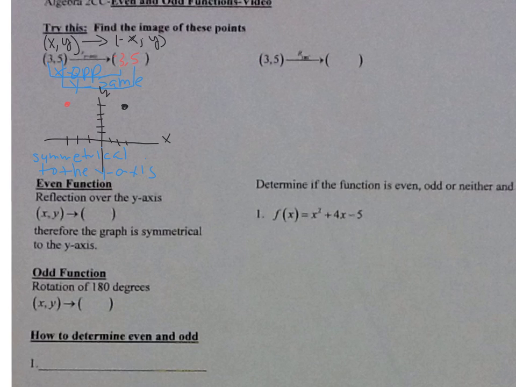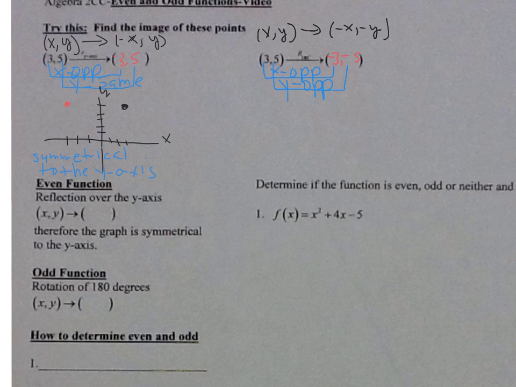Okay? And let's just take a look over here at the rotation of 180 degrees. So remember, the rotation of 180 degrees would be when you took your paper and you turned it upside down. So if you remember what the rule is, hopefully you do, (x, y) becomes (negative x, negative y). So (3, 5) becomes (negative 3, negative 5). So notice that the x values are opposite, but so are the y values. The y values are also opposite.